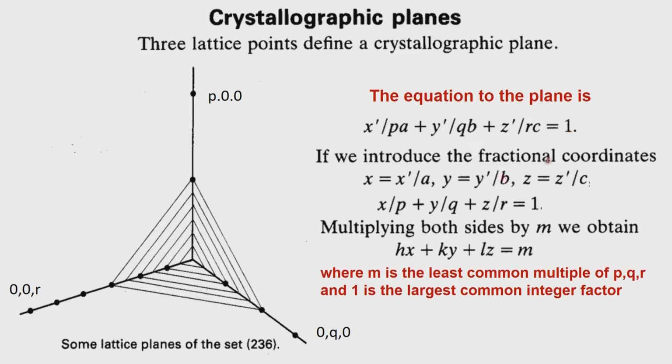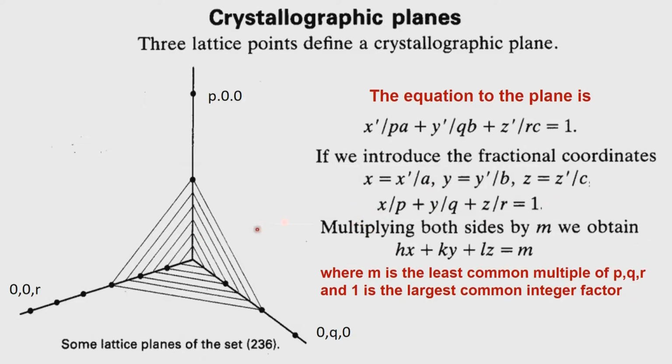If we now introduce the fractional coordinates, and that is why time and again we have mentioned even in our earlier discussions that when we refer to a position x, y, z, it represents the fractional coordinates associated with the system. It is because now we define the fractional coordinate x as x prime by A, y prime by B and z prime by C. Therefore, you can write the equation to the plane as x by P, y by Q, z by R is equal to 1. So, this is the equation to the plane.